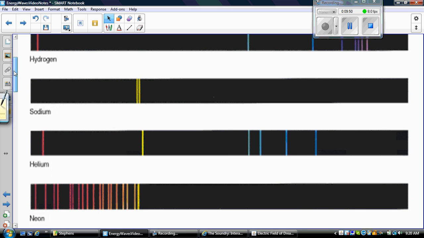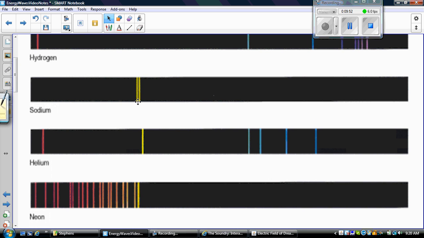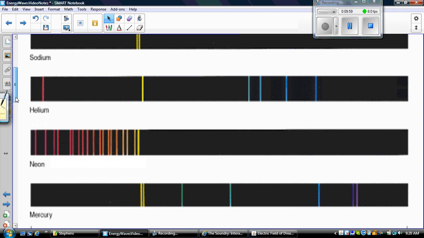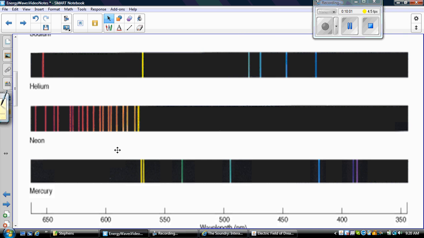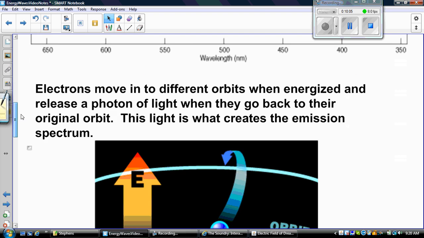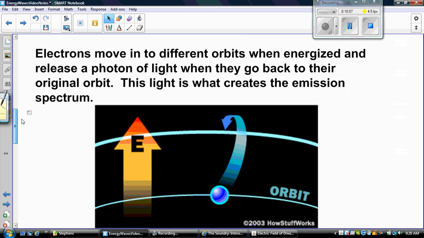Each element is different. Sodium only shows 2 wavelengths of yellow light. Helium, you can see helium. Neon's pretty cool. It's all reds, orange, and yellows. Mercury down below. So you're wondering, well, how does it do this? How do these elements do this?